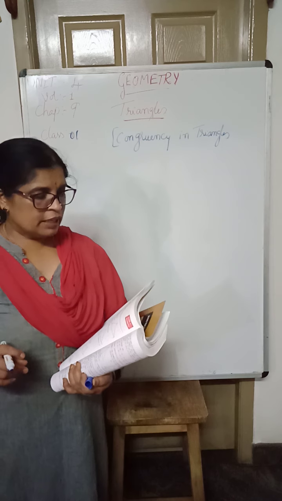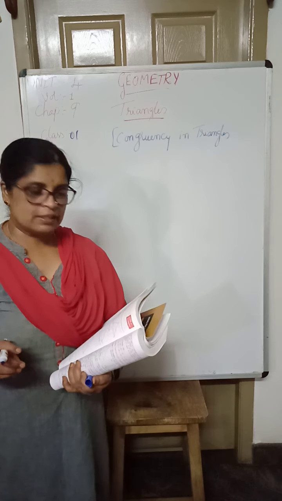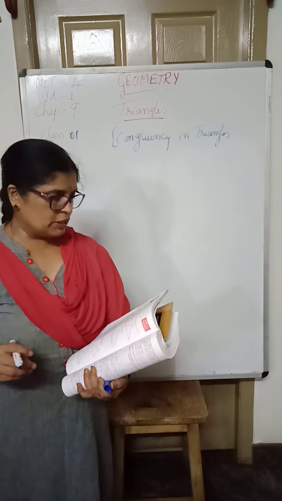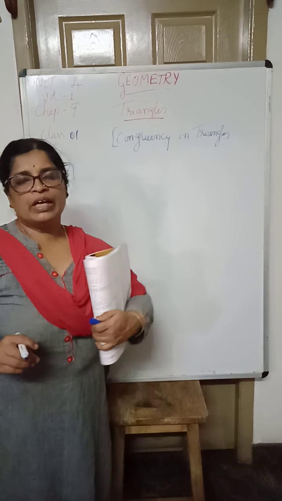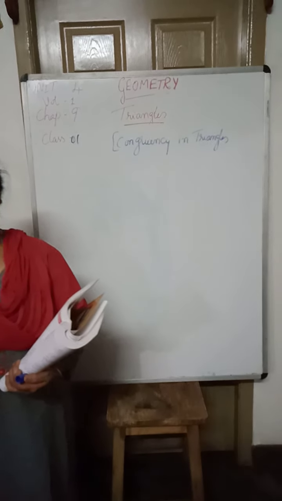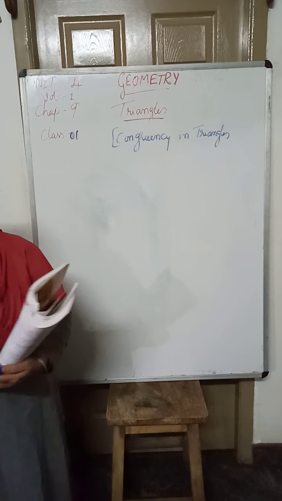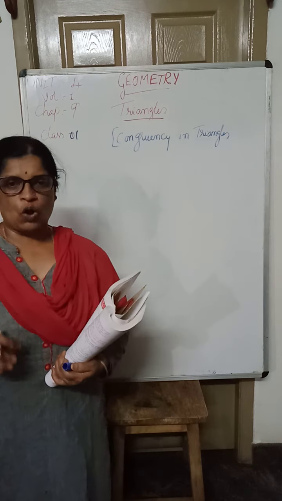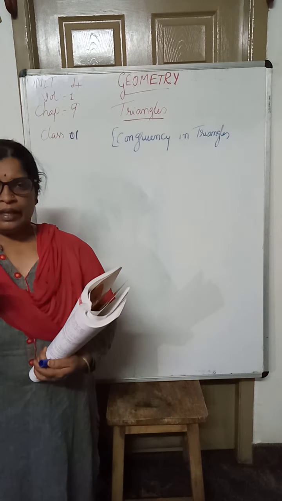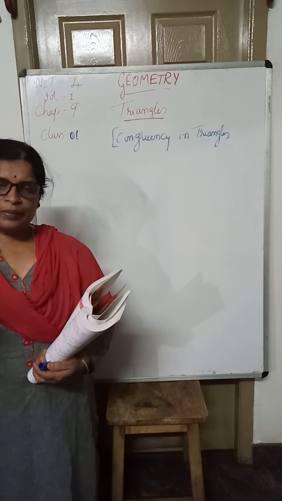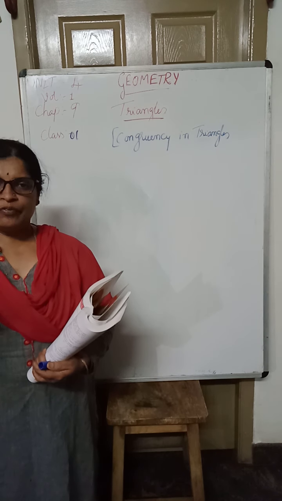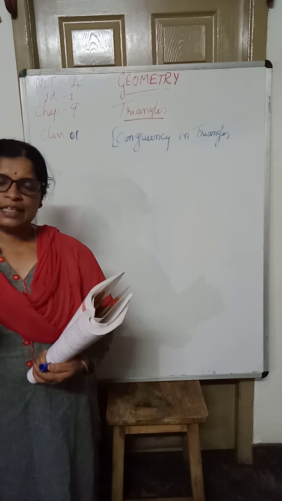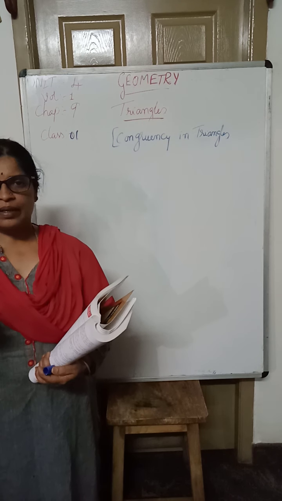Chapter 9, the name of the ninth chapter, is triangles in geometry. Here we are with congruency in triangles. First we must know the meaning of congruency. If any two figures are equal in all respects, then they are said to be congruent.